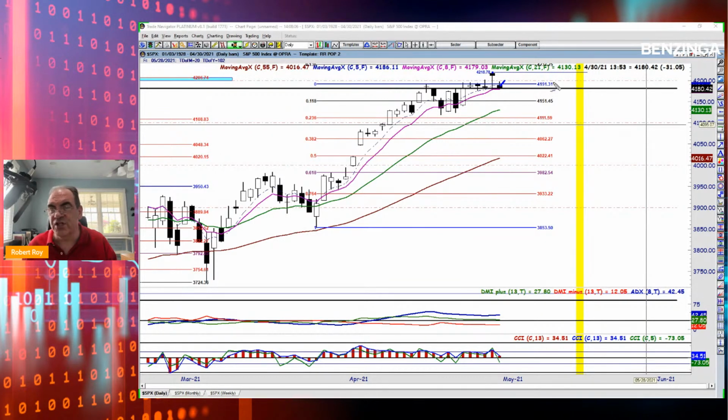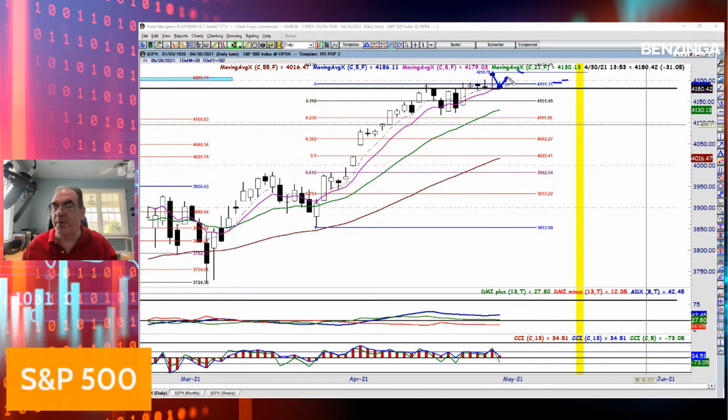Now, there is some resistance overhead: 41.91, 42.00, all resistance levels. And then 42.1880, we'll call it, which is our all-time high from yesterday. So we've got some resistance in there. But if I can get the pullback, the bounce, and have an entry opportunity, it may be only a day trade, and I'll take it if that's all it is.